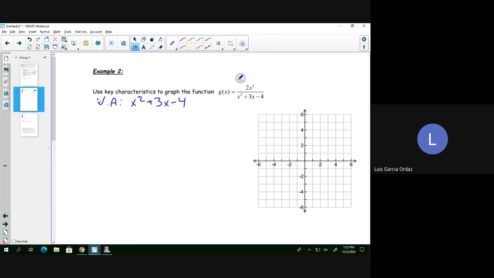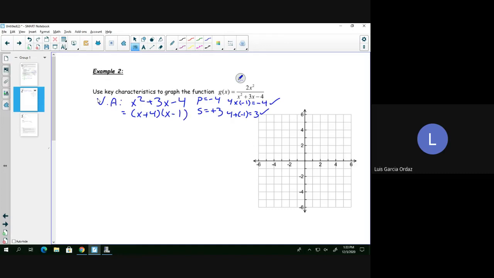So remember, we have a product of -4 and a sum of +3. So what two numbers multiply to -4 and add up to +3? Yep, so we get +4 and -1. So we get 4 times -1 gives us -4, and 4 plus -1 gives us 3. So we're going to get x plus 4 and x minus 1.